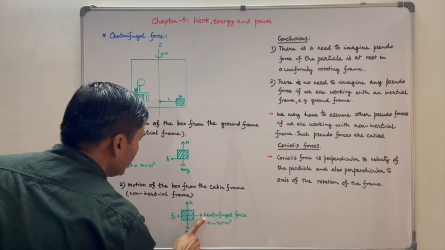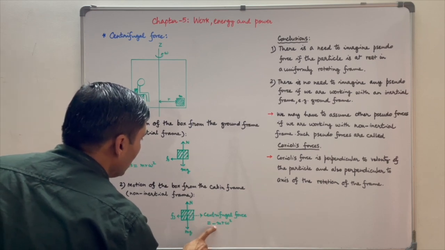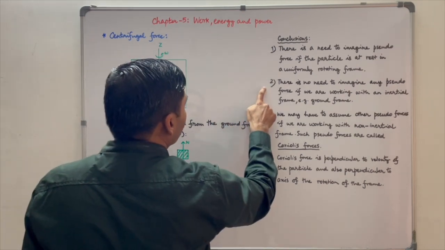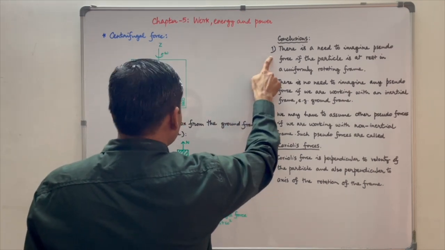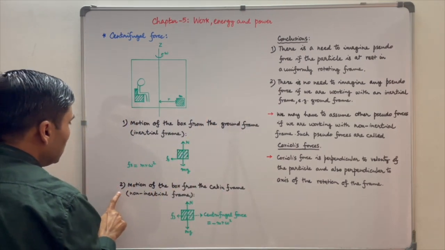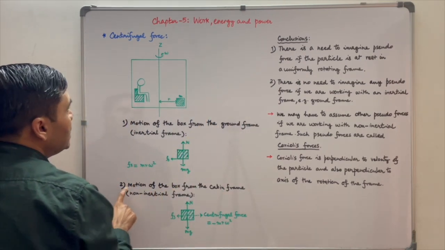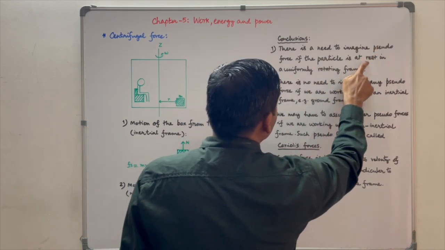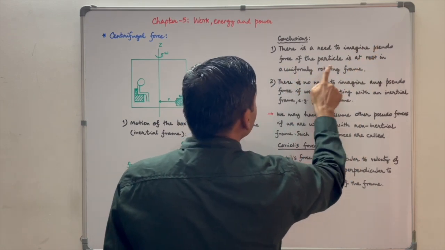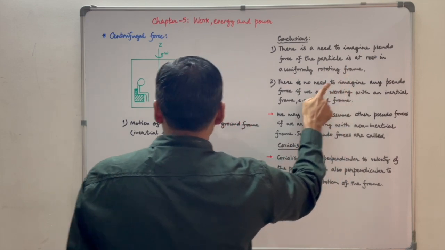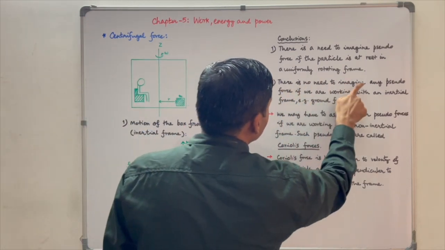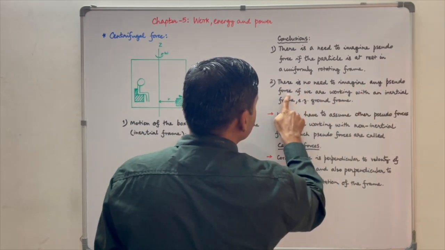So centrifugal force is equal to minus mr omega square. There are a couple of conclusions we can draw from it. First, if we are working in a non-inertial reference frame, then there is a need to imagine a pseudo force if the particle is at rest in a uniformly rotating frame. And if we are working in an inertial frame, then there is no need to imagine any pseudo force.